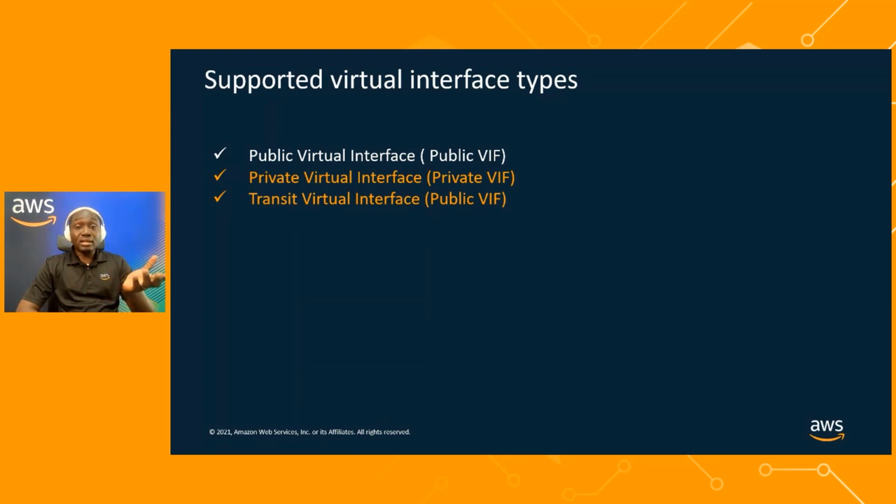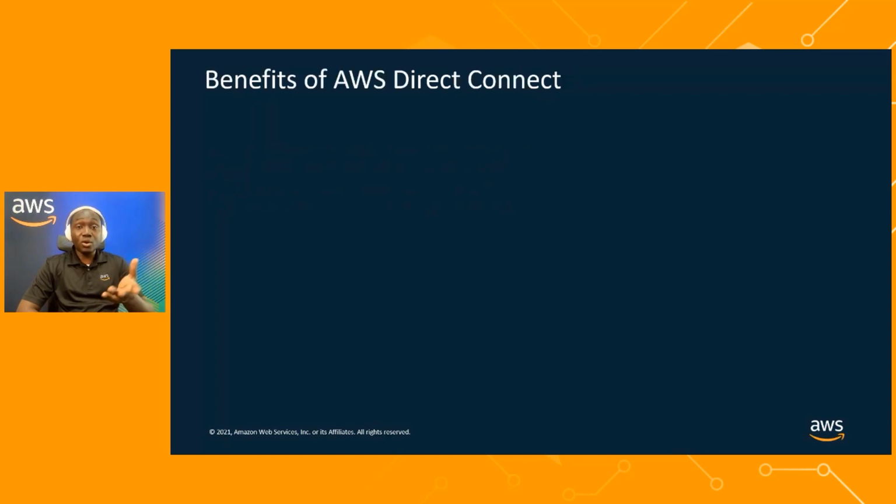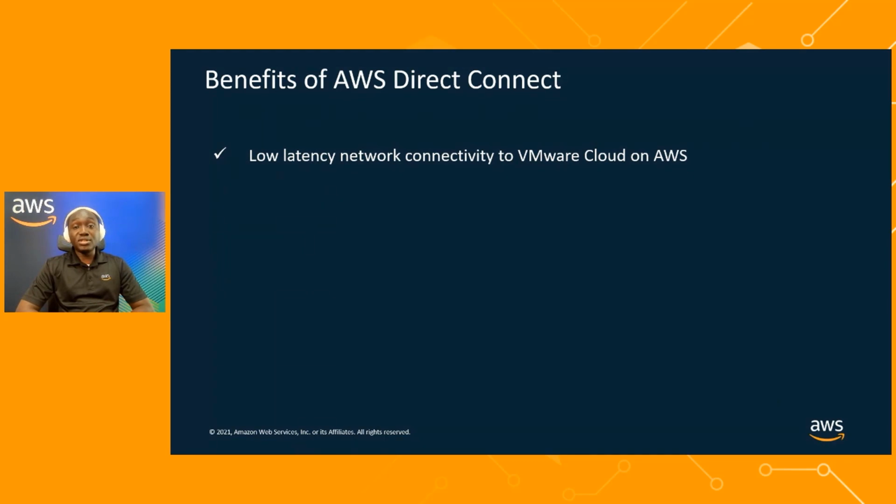What then are the benefits of using Direct Connect to you as a customer or a partner? One, you would get low latency connectivity to VMware Cloud on AWS, depending on the Direct Connect location you use. You can also have a high bandwidth to VMware Cloud on AWS based on the connection option that you purchase for your Direct Connect circuit.